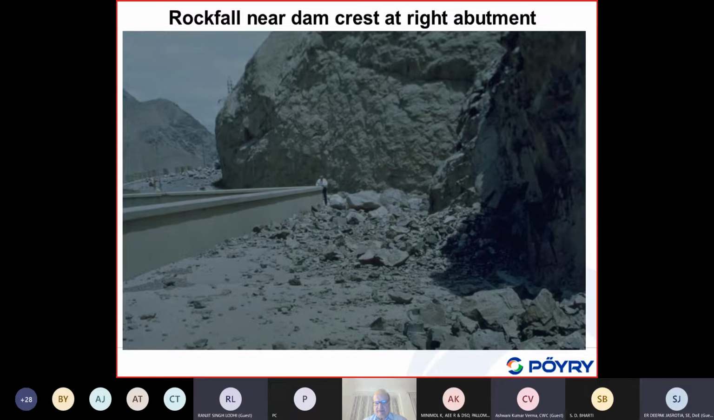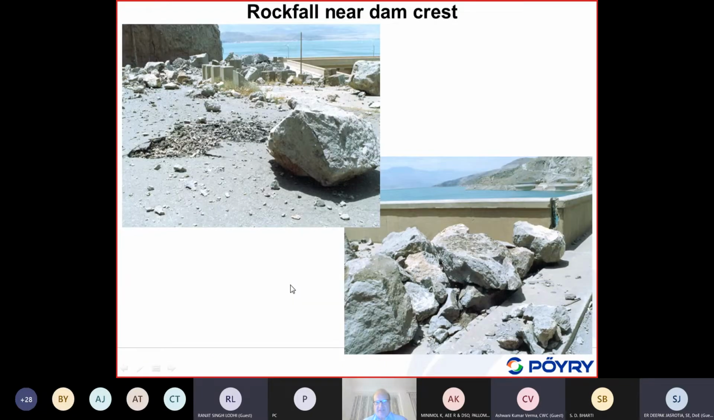On the other bank, it was on the right bank. The dam is to the left here. This is a platform leading to the dam body. You see it is basically the whole road. You could not move. The road is all littered by rock falls, so it's not really possible to move in here. There's plenty of rock falls.